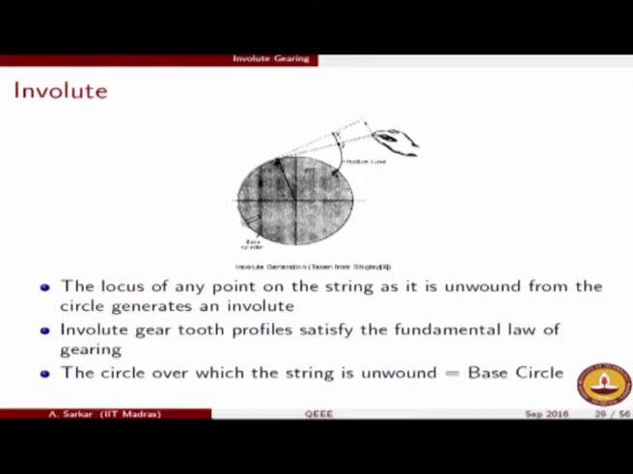And the circle over which it is being unwound. As I said, the definition itself of an involute starts by saying that it is the locus of a point on a taut string as it is unwound from a circle. The circle from which this string is getting unwound is called a base circle. This is a very important terminology: a base circle is the circle over which the string is getting unwound so as to generate the involute tooth profile that we are looking at.